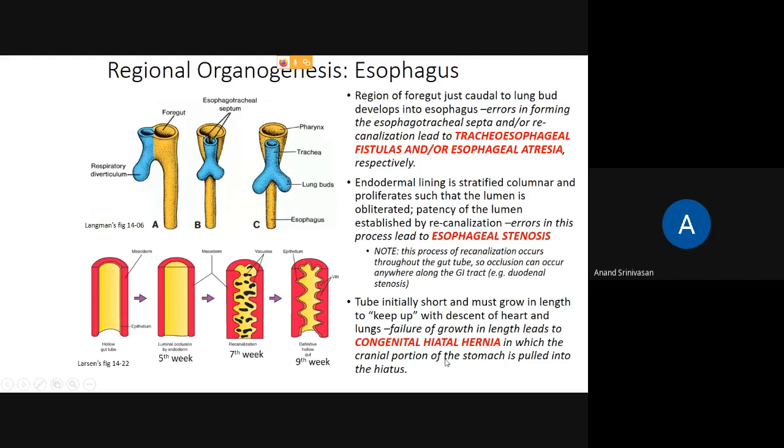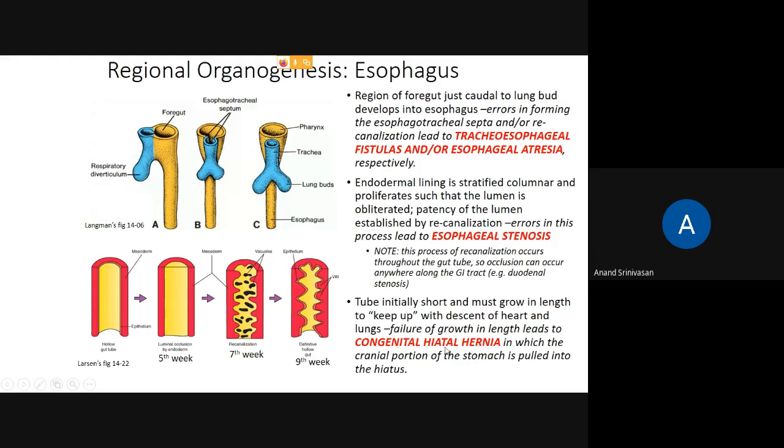This you already know, right? You must have heard it in pathology. So what happens in hiatal hernia? A small portion of the stomach comes into the thorax through the hiatus. It's called hiatus hernia. The stomach is pulled into the thorax through the esophageal opening. So now you will know why it occurs.